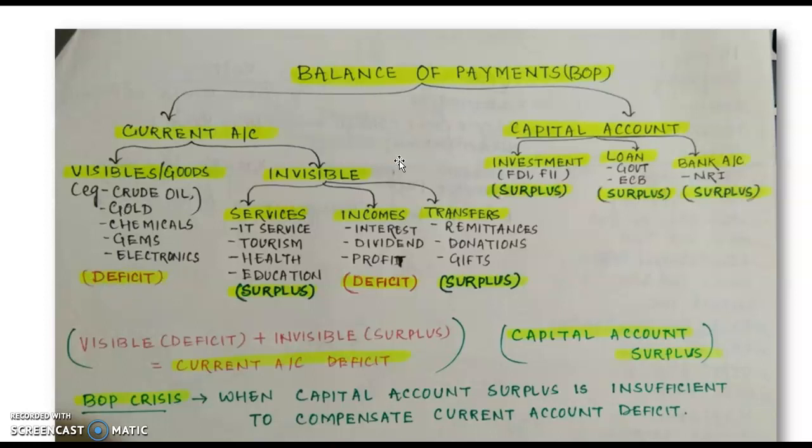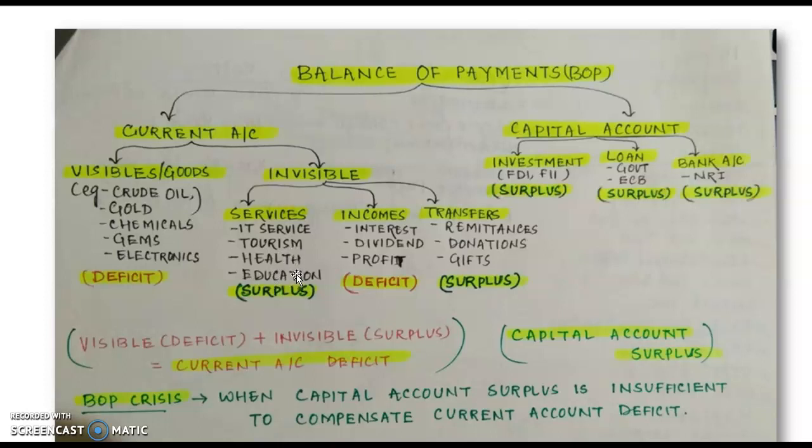Now come to the invisible part. First one is services. India has core competence and expertise in this area. So we are exporting IT service, tourism, health, education, and some other services. And India is also importing these kinds of services. For example, India is exporting IT service and tourism. The foreign tourists come to India and visit tourist places. That means we are exporting that service, right?